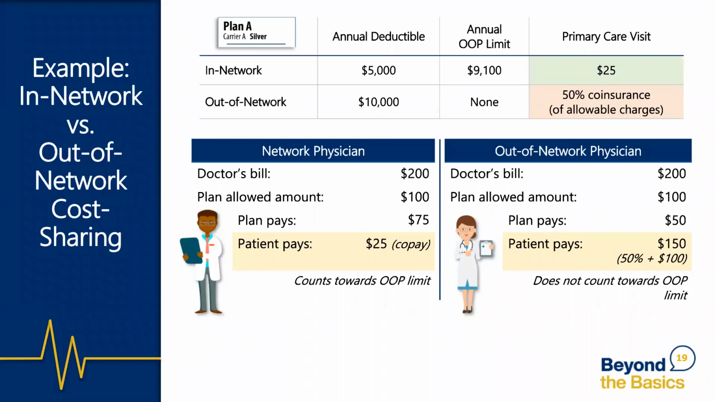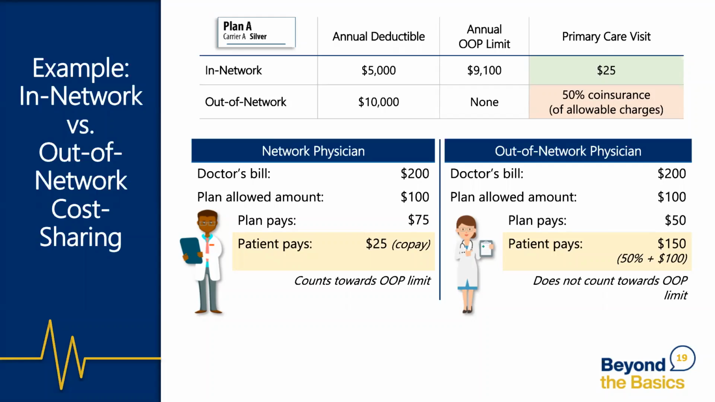And then you can see that if you go out-of-network, you'd pay 50% coinsurance of allowable charges. And so we're going to do an example that illustrates the difference in costs in a really simplified way. On the left-hand side, if the person enrolled in this plan goes to an in-network physician and the total doctor's bill is $200, because this is an in-network physician, that physician has agreed to accept the plan's allowed amount.